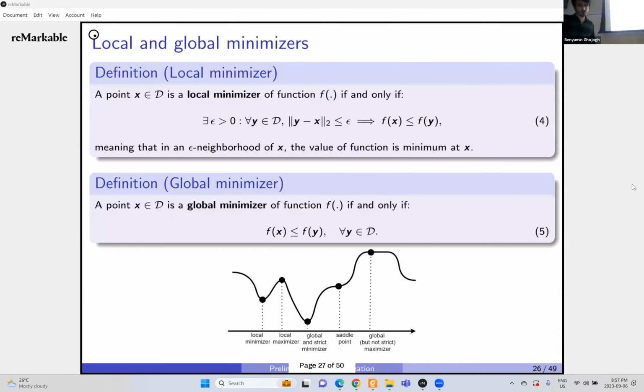Okay. Now, local and global minimizers. Local minimizer means that for a neighborhood around the point like this, it's minimum. This is local minimum. For a neighborhood around it, if it's maximum, it's local maximum. Right? You understood it in English.